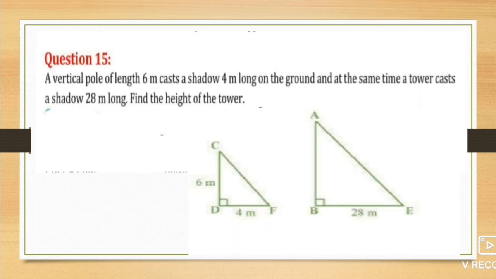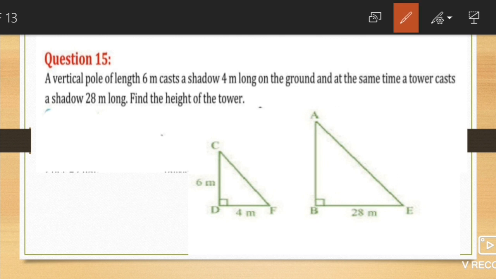Now next one, question number 15. A vertical pole of 6 meters casts a shadow 8 meters long on the ground, and at the same time a tower AB casts a shadow 28 meters long. You have to find the height of the tower. Suppose I consider the height of the tower to be x.